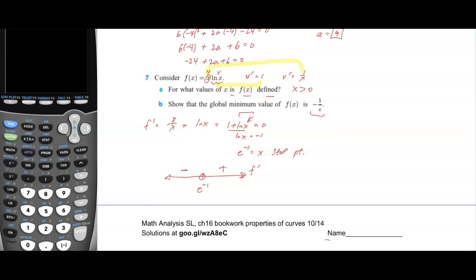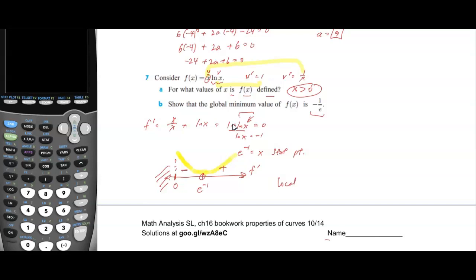Now, of course, this function does not exist for x less than or equal to 0, right? So like at 0, there's an asymptote, and then nothing over here. So how do we know that negative 1 over e is a minimum? Because if you look at the sign diagram, you can see that the derivative is saying function goes down here, flattens out here, and goes up. So we know that e to the negative 1 is a local minimum, at least, right? It's at least a local minimum.